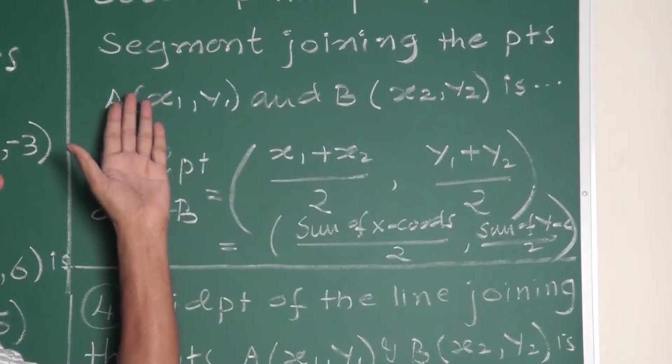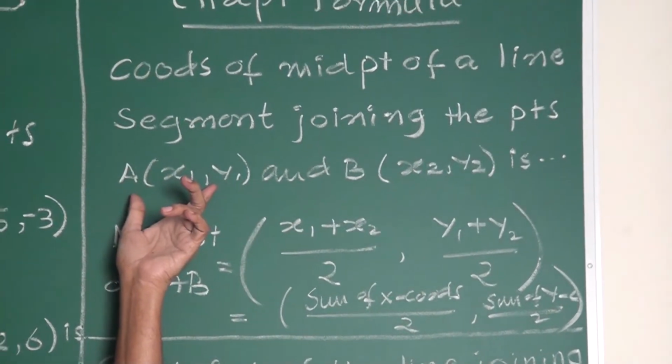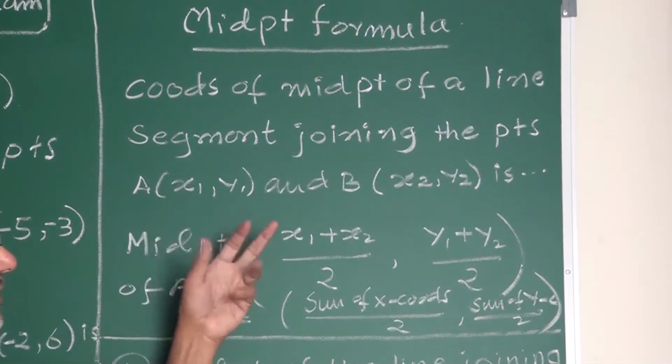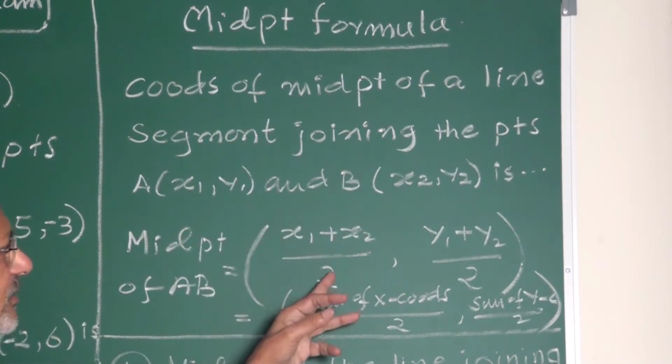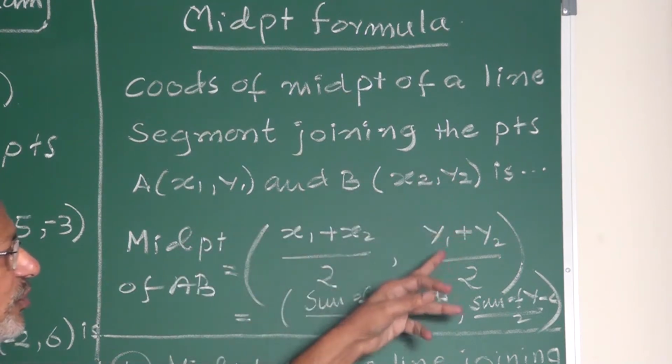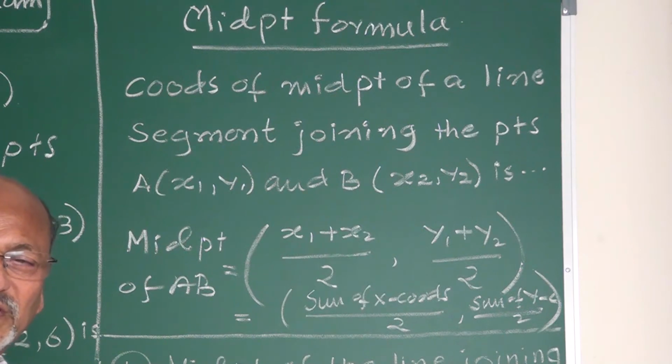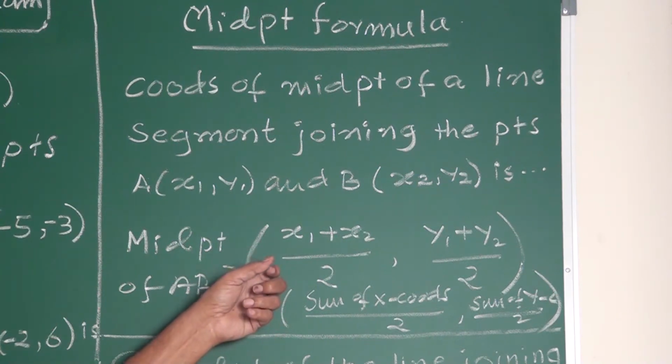This, my friends, is AB. What are the coordinates? x1, y1. What are the coordinates? x2, y2. Then what is the midpoint of AB? Add the x coordinates divided by 2 and the y coordinates divided by 2. This is the formula, my friends. Very simple formula. Therefore, you have a better chance of getting examples on the midpoint formula.